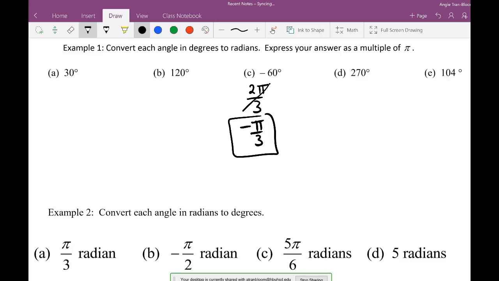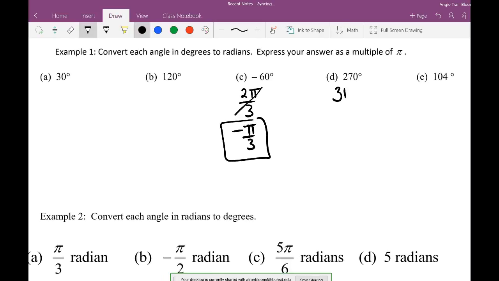Okay. Then you're at 270 now. So Ali, 270. What is that in radians as a multiple of pi? I got 3 pi over 2. 3 pi over 2. Is that okay? You got it? All right. Natalie said it's okay.